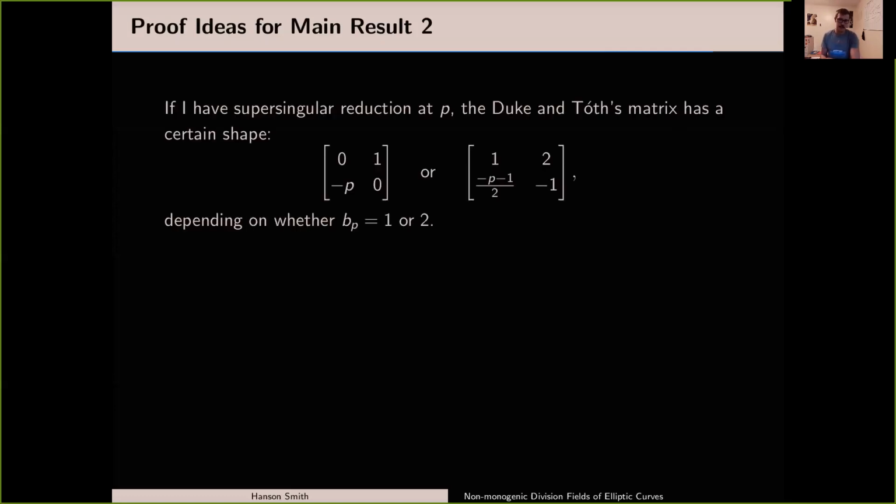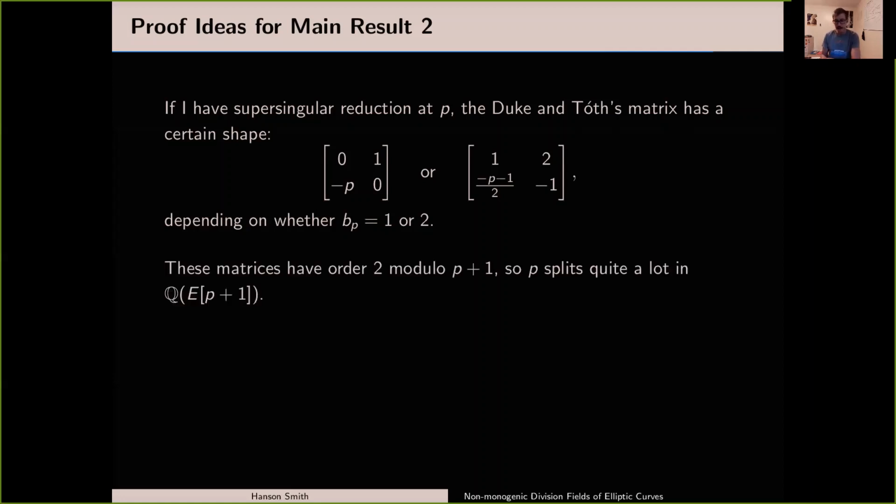If I have supersingular reduction at P, and P is not 2 or 3, Duke and Tóth's matrix has a certain shape. It looks like one of these 2 matrices, depending on whether my index in the maximal order is 1 or 2. Okay, cool. I can compute that these matrices have order 2 mod P plus 1. So that's saying that P splits into quite a lot of primes in the P plus first division field, P plus first torsion field. Okay, so I'm splitting a whole lot.